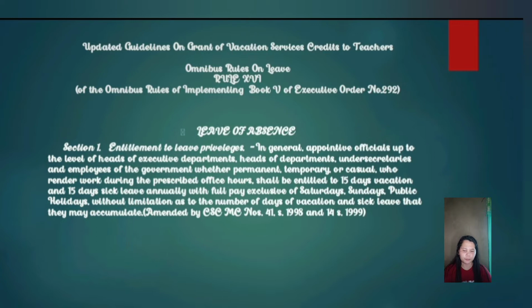In general, appointed officials up to the level of heads of executive departments, heads of departments, undersecretaries, and employees of the government, whether permanent, temporary, or casual, who render work during the prescribed office hours, shall be entitled to 15 days vacation and 15 days sick leave annually with full pay, exclusive of Saturdays, Sundays, and public holidays, without limitation as to the number of days of vacation and sick leave that they may accumulate. Amended by CSCMC number 41, Section 1998 and Section 1999.